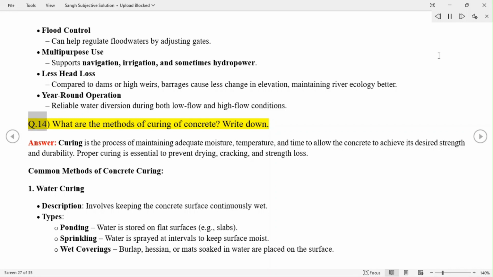14 marks. What are the methods of curing of concrete? Write down.